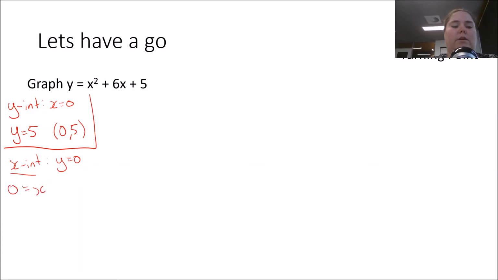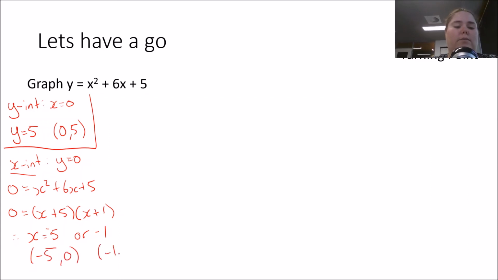This one actually involves a little bit of factorizing, but we can do that easily. Multiply together to get positive 5, add together to get positive 6. Easy, 5 and 1. So x equals negative 5 or negative 1. So those are my intercepts. Cool. Then the last bit, turning point.